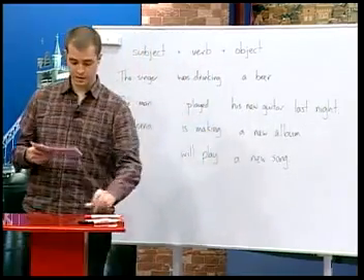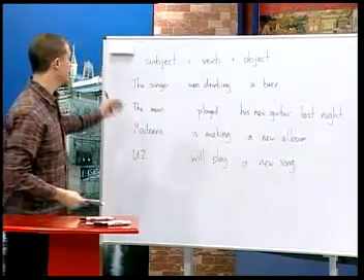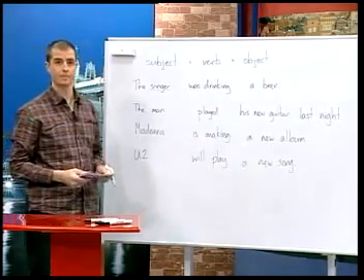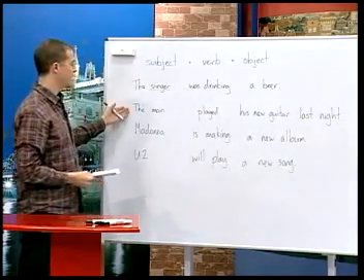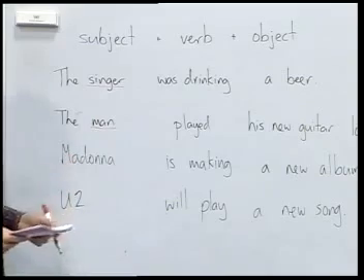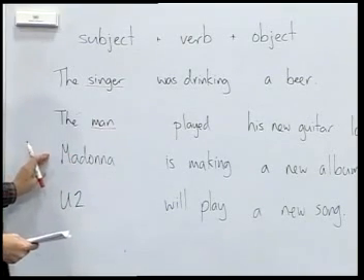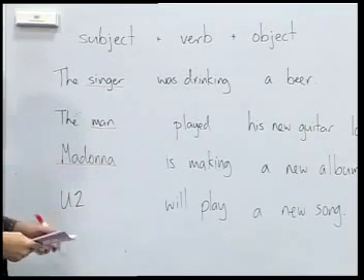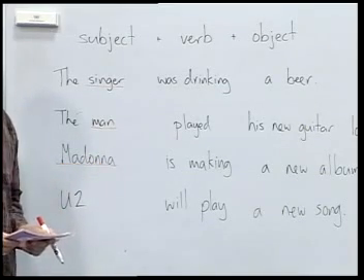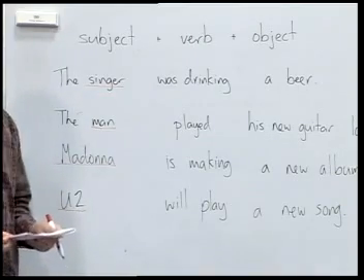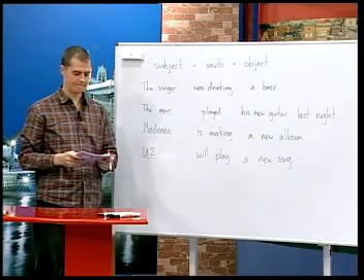Let's look at the subjects. In the first sentence, singer is the subject. In the second sentence, man is the subject. In the third sentence, Madonna is the subject. And in the fourth sentence, U2 is the subject.